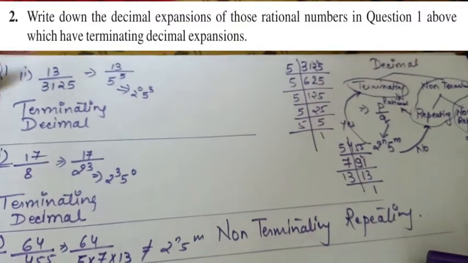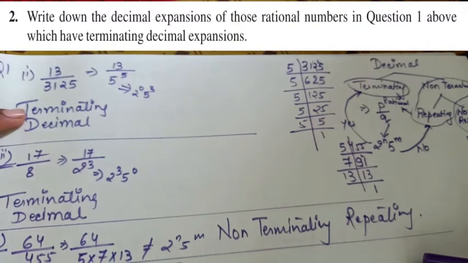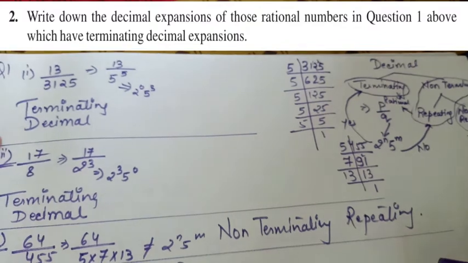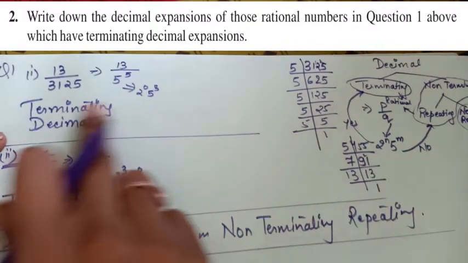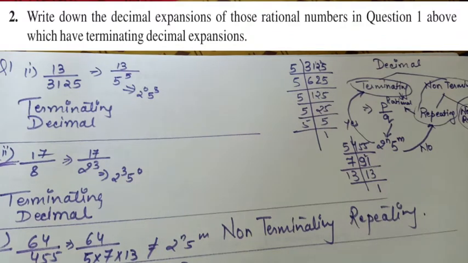So this is the first question. We have to deal with those rational numbers which are terminating, and we don't have to do anything with the non-terminating ones. Getting decimals from non-terminating ones would be very lengthy. So, talking about the terminating decimals, here the first one is a terminating decimal.